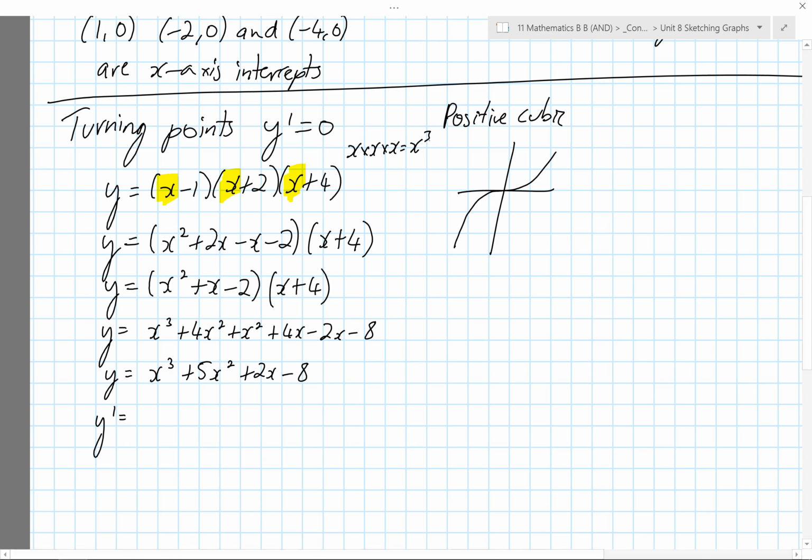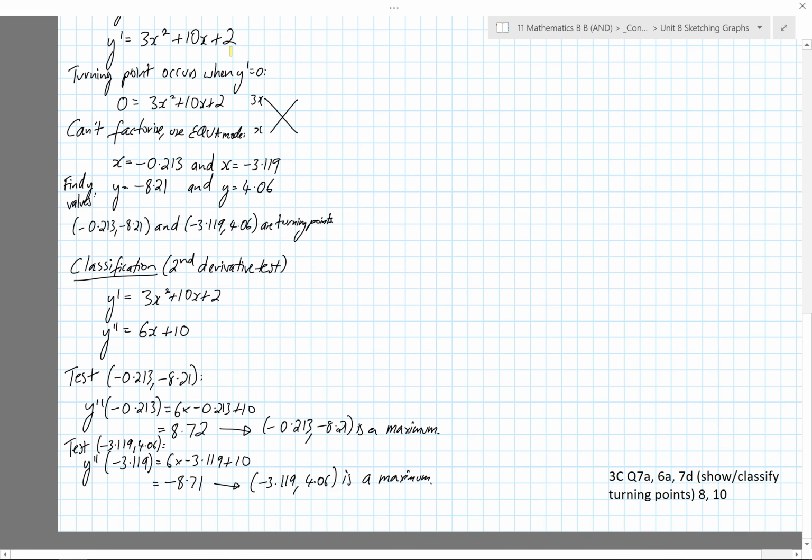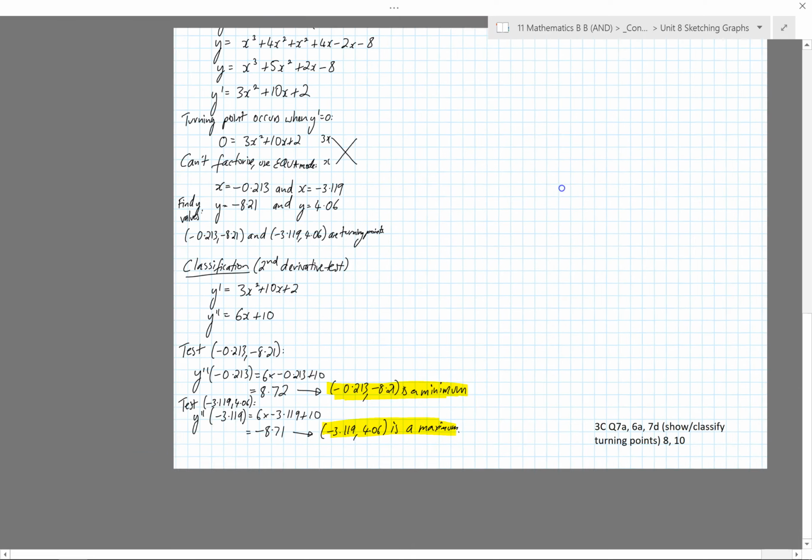Okay, so go ahead and find and classify the turning points. I'll give you half a second to do that. So I went ahead and found them and classified them. I couldn't factorize that quadratic, so I had to go to equation mode on my calculator. Okay, and I end up with a maximum, and I should have a minimum as one of these. Oops. Okay, 1 minimum and 1 maximum. I use the second derivative test. You can use whatever you want to classify it.